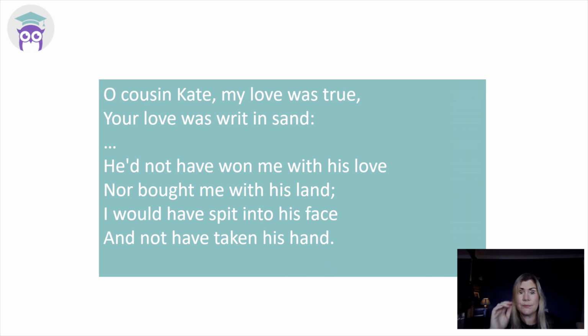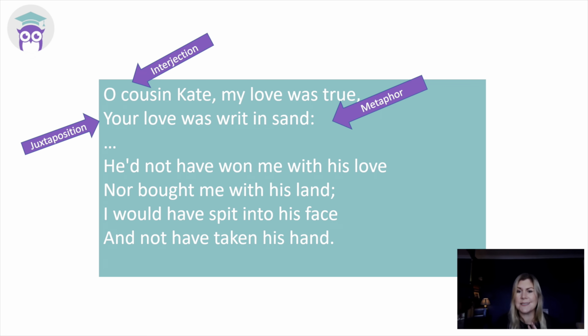Okay, so we continue here with some direct address to cousin Kate, and we've got the same repetition of this interjection. "Oh, cousin Kate, my love was true. Your love was written in sand." Okay, so the message has changed again here now, because it's not just about the bitterness that he abandoned her. She also seems bitter because her cousin, in her opinion, does not love him truly in the way that she did. So this metaphor, "your love was written in sand," is again referencing the temporality of her love, i.e. if it's only written in sand, it can be wiped away really easily.